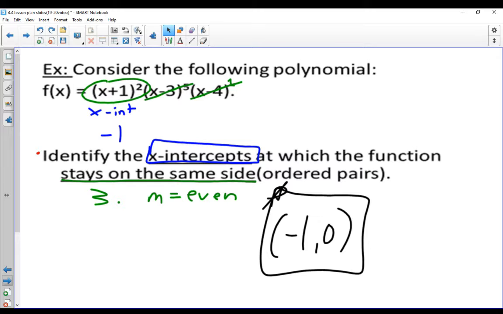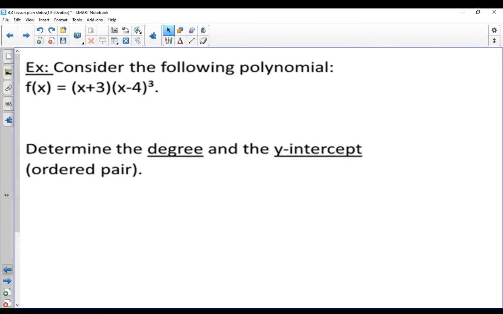This is probably one of the fastest lessons in the book. But just to be safe, let's do another example where we have to go through that 4-step procedure. Okay, now I got a new equation. Consider the polynomial f of x is equal to (x plus 3)(x minus 4) cubed. Okay, first we're going to determine the degree and the y-intercept.